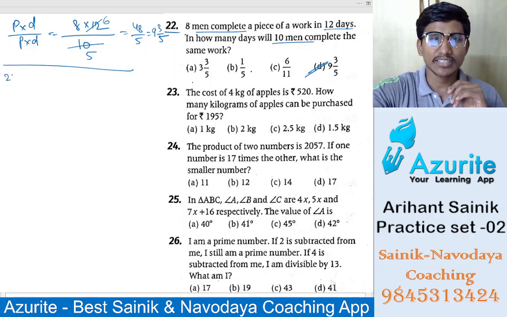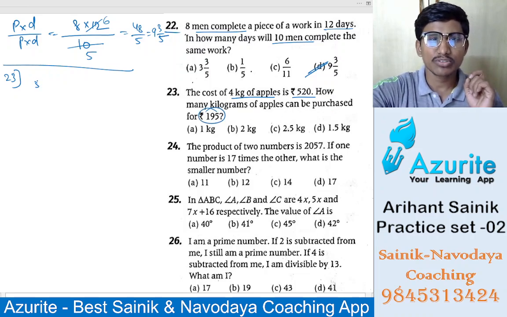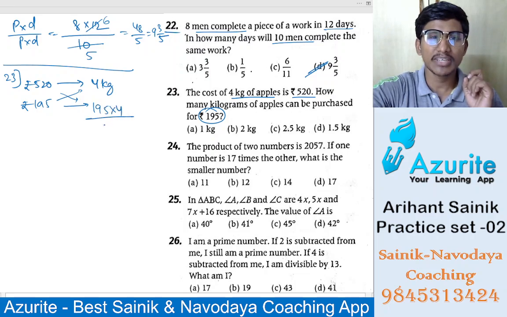Next 23. The cost of 4 kg apples is 520. How many kilograms of apple can be purchased for 195 rupees? So 520 rupees, how many apples? 4 kg. And 195 will be how much? We cross multiply. So 195 into 4 divided by 520. So will you cancel and find the answer?